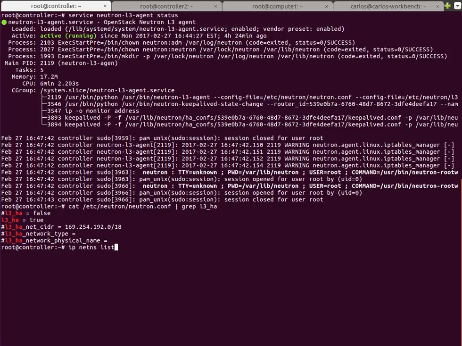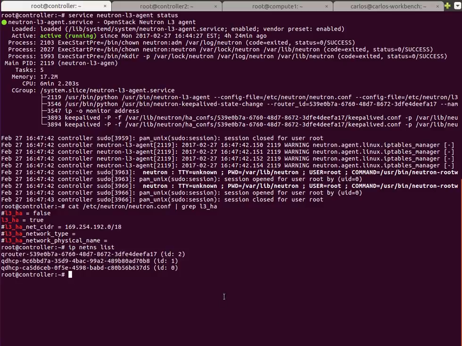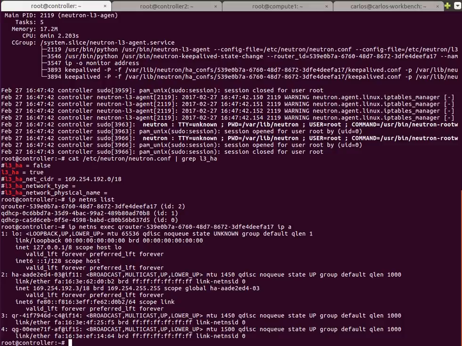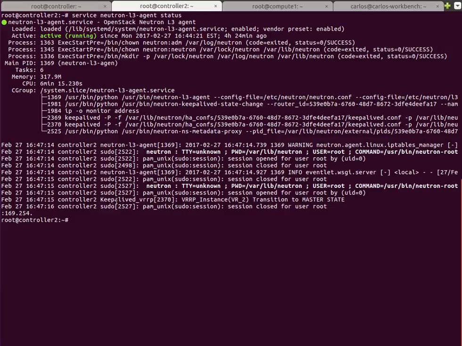How do we take a look at this network namespace? We do ip netns list. So here we see a qrouter. We know that's the only router we have running. And now we can look at the interfaces that the router has to try to determine how that router is behaving. So: a loopback interface, and an internal interface from the 169.254 range to run the high availability protocol VRRP with the other network namespace that is also running in this other controller.